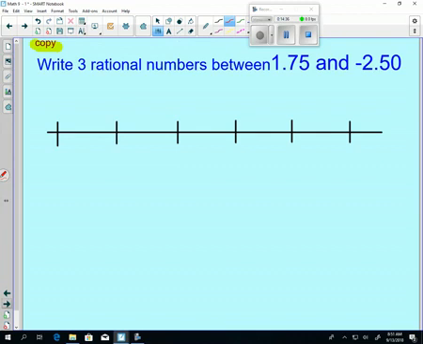Just quickly looking at this, I need to go between 1.75 and negative. So I have to put numbers here. Well, I know I have to be at least up to 2. So I'm going to have a 0. So I have this as 2, and a 1, and a 0, a minus 1, minus 2, and a minus 3.